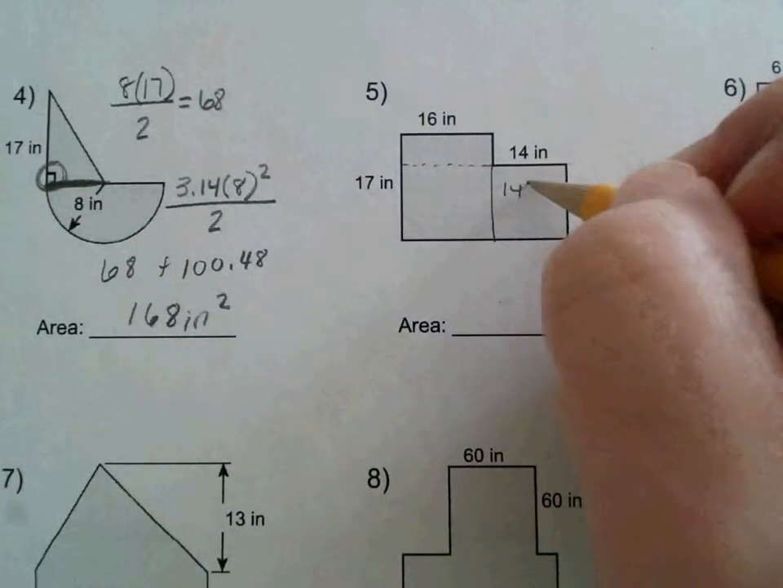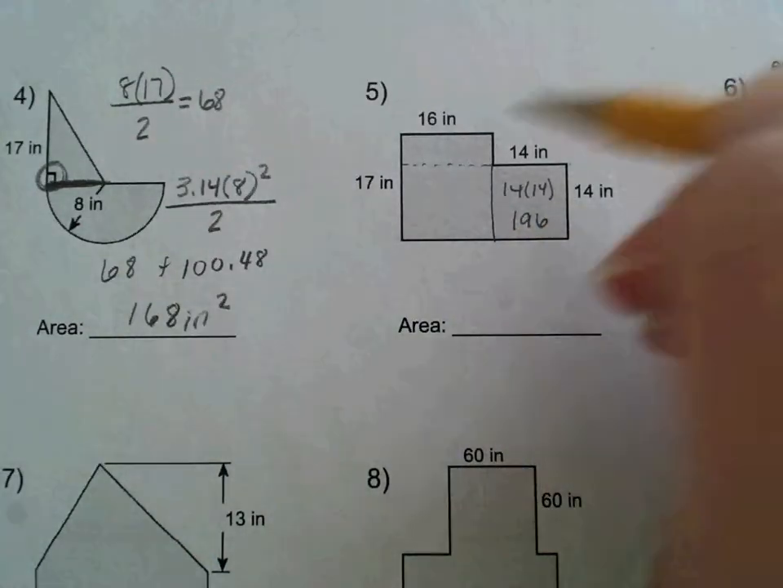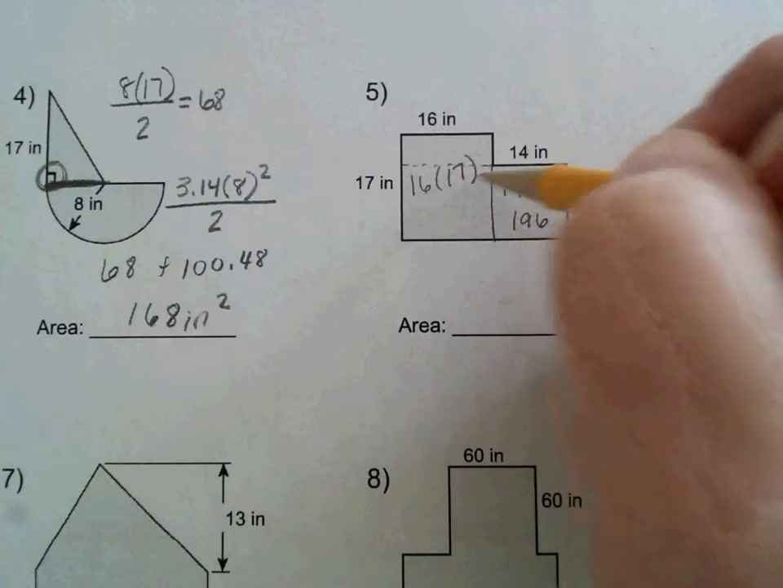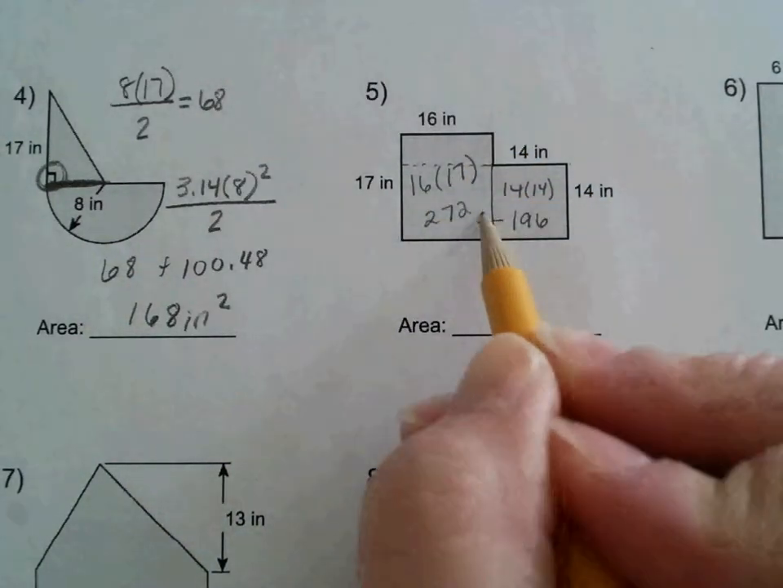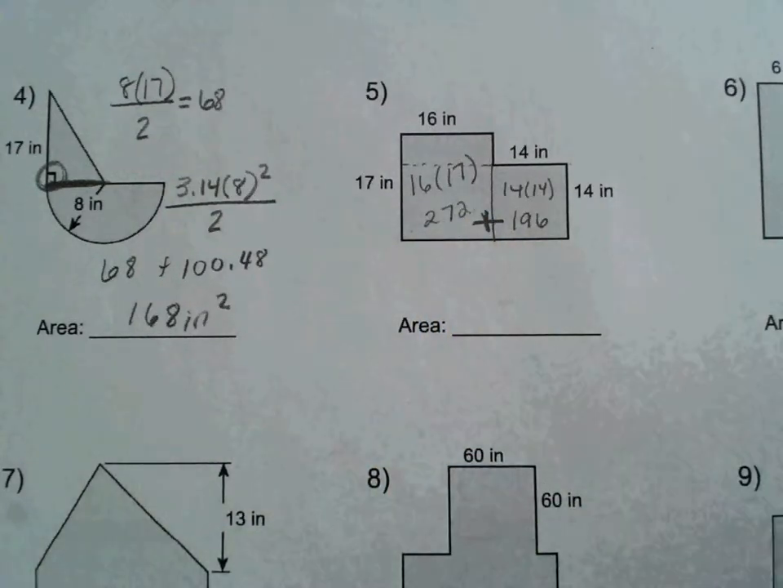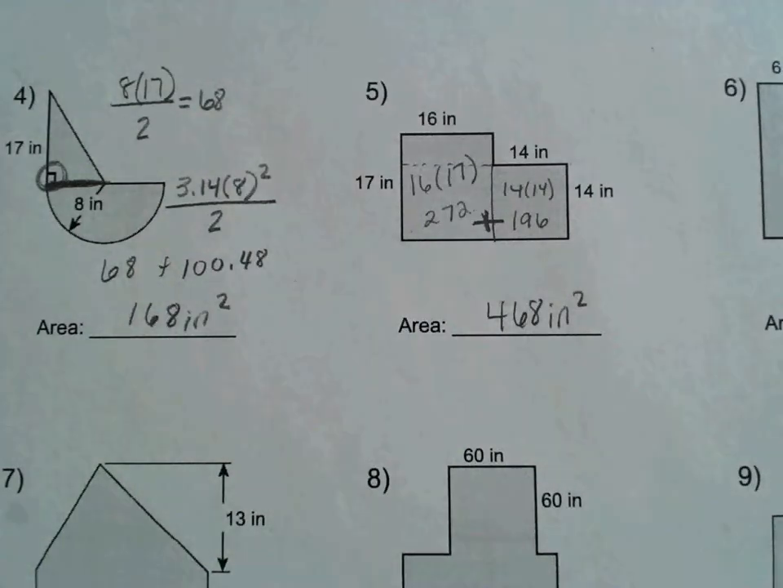So here I have base and height, 14 times 14, which is going to give me 196. Doing this larger one here, I'm going to do 16 times 17, which is going to give me 272. I'm going to add these two together. 272 plus 196 gives me 468 inches squared.